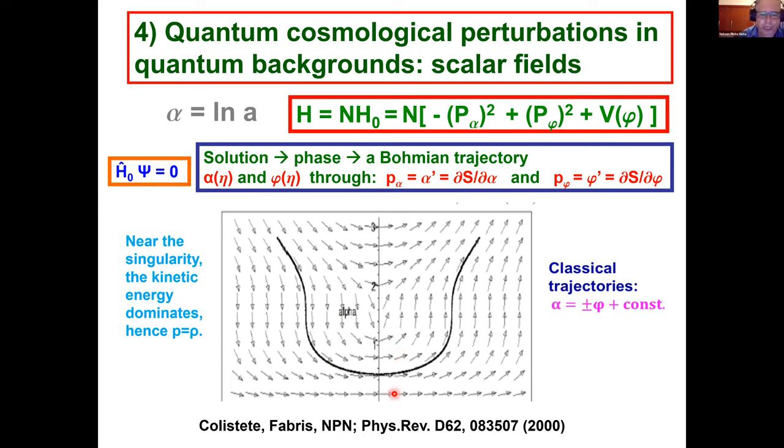This was also obtained by some other approaches to quantum gravity, like loop quantum cosmology, and the solutions are very, very similar. So for the backgrounds, you have this bounce and the singularity is solved.